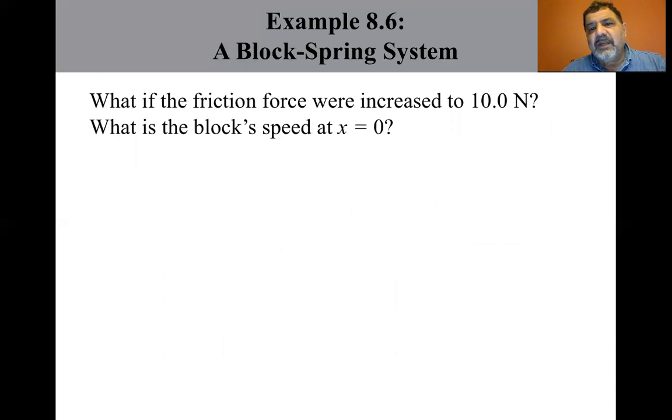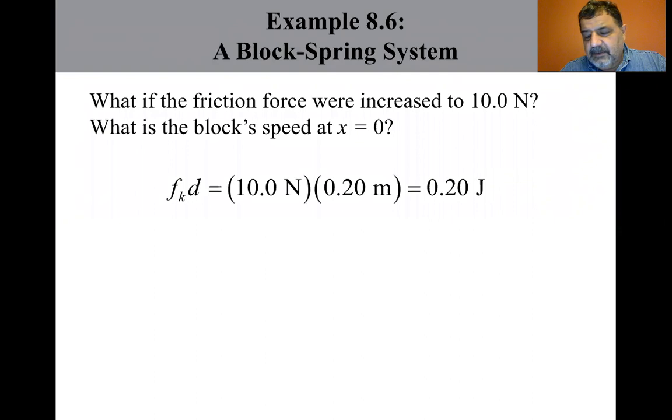What if the friction force were increased to 10 newtons? What is the block speed at x equals 0? In this case, consider the value of f_k d as the block moves to x equals 0, which is equal in magnitude to the kinetic energy at x equals 0 for the frictionless case. You can verify that. Therefore, all the kinetic energy has been transformed to internal energy by friction when the block arrives at x equals 0. And the speed at this point is v equals 0.